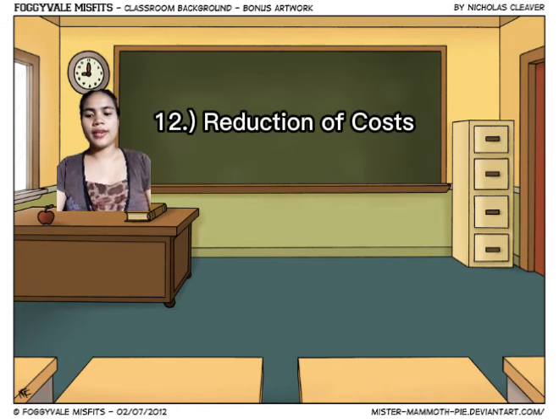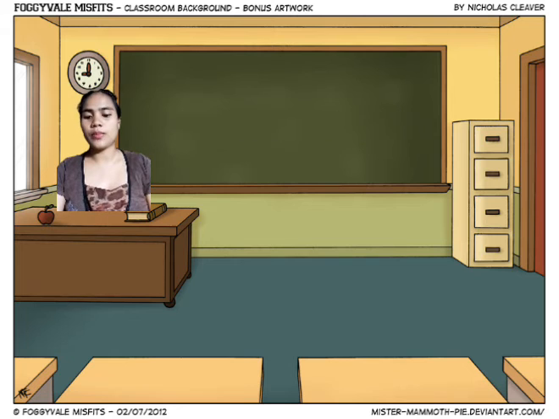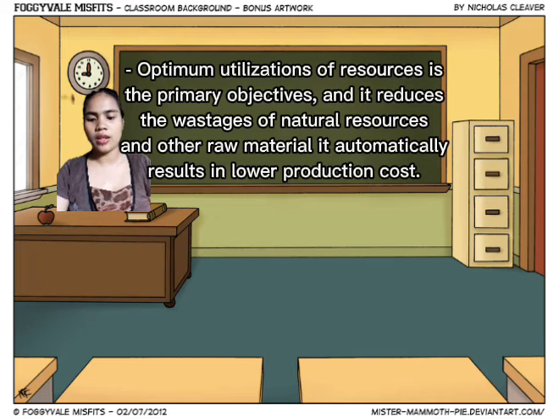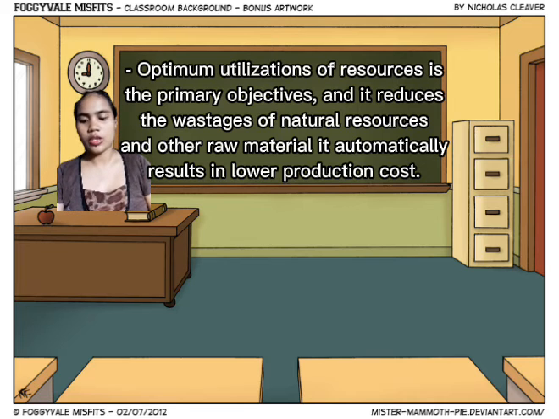Number 12. Reduction of cost. Since optimum utilization of resources is the primary objective and it reduces the wastage of natural resources and other raw materials, it automatically results in lowering production cost. With lower production cost, the company can have improved profit margin. So, in reduction of cost, lowering business cost can prove to be a factor in expanding your margin. Using cost reduction solutions brings many benefits to the business.